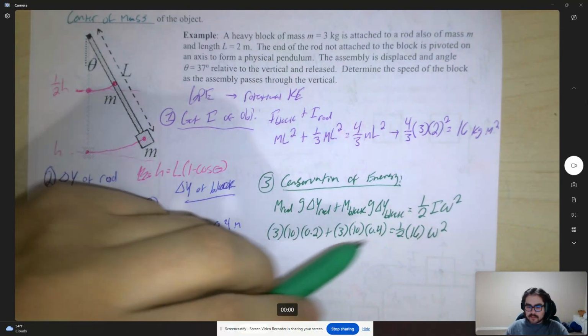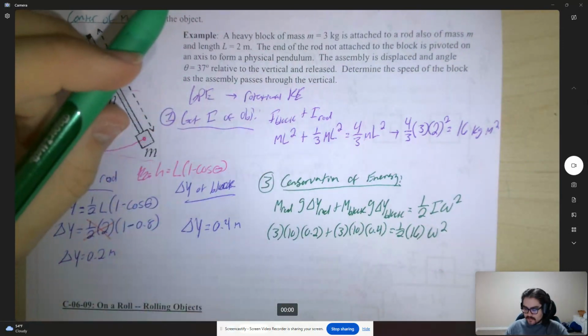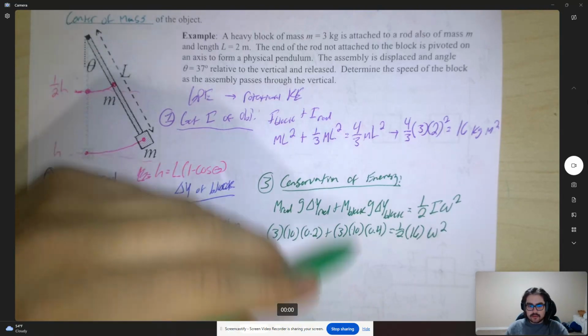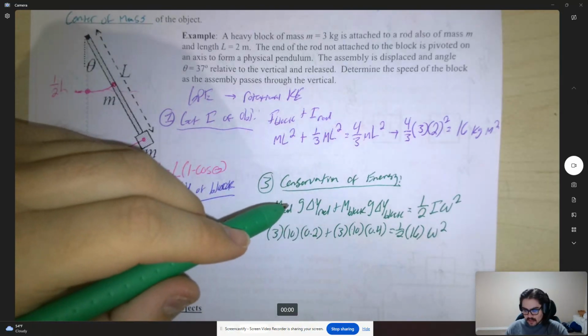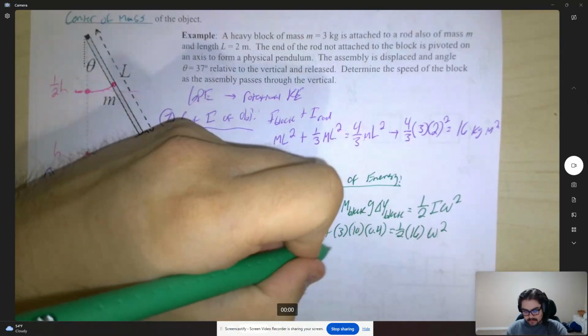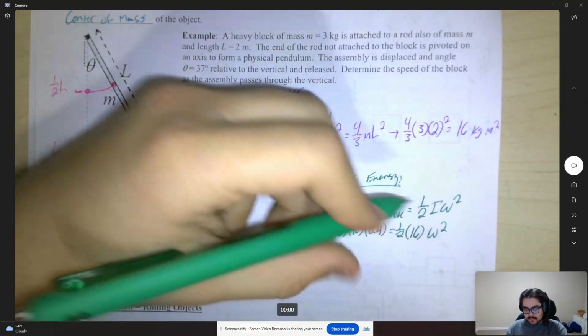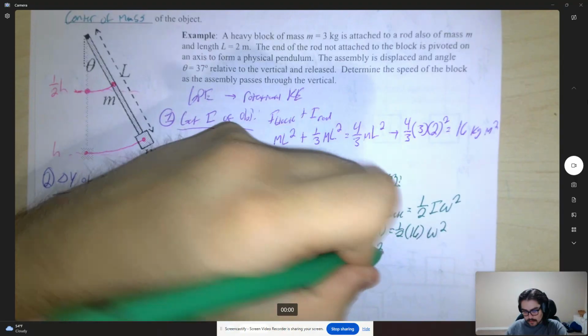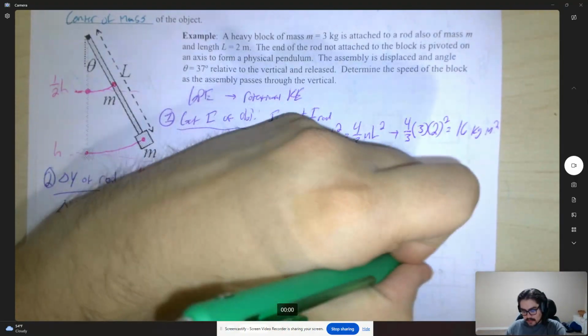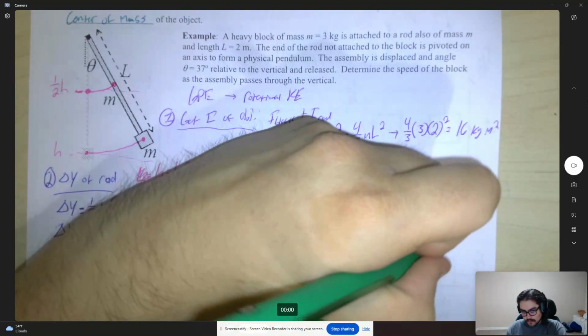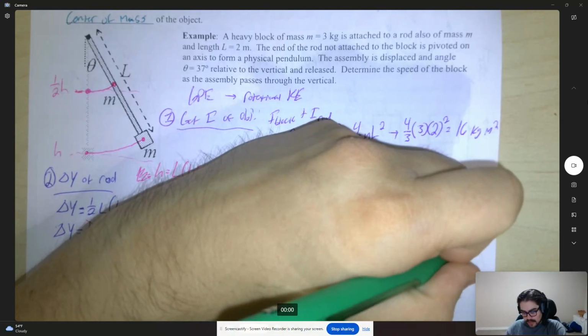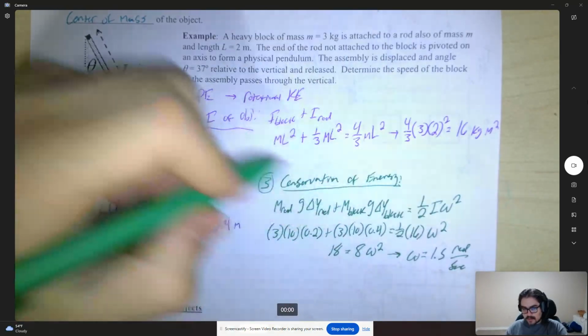Then you have to multiply all the stuff out and figure out what it ends up being. The whole left-hand side ends up being 18. So 18 equals half of 16, which is 8, times omega squared, and you end up seeing that omega is equal to 1.5 rad per second.